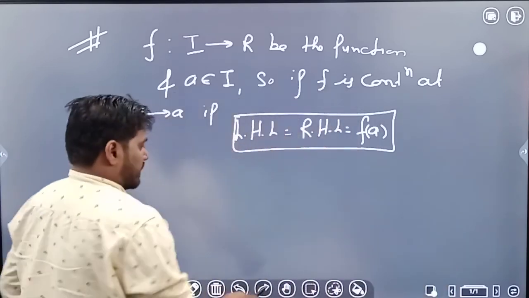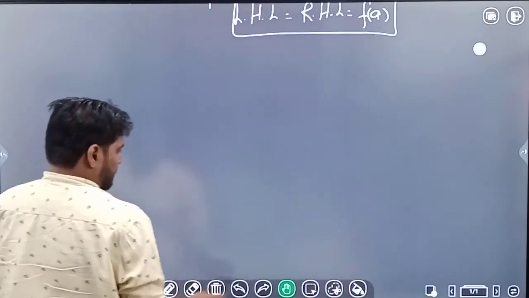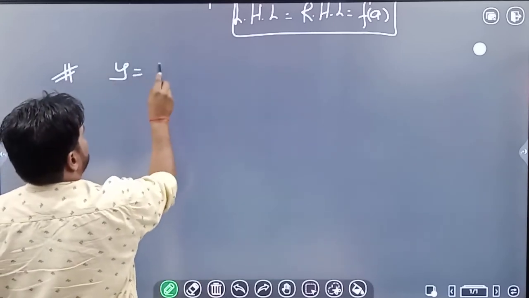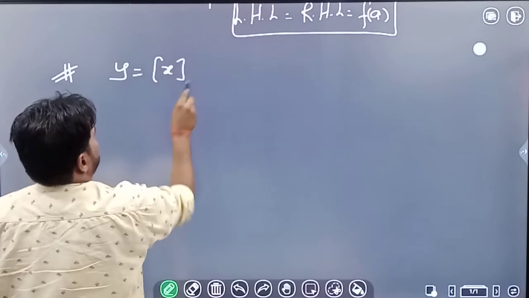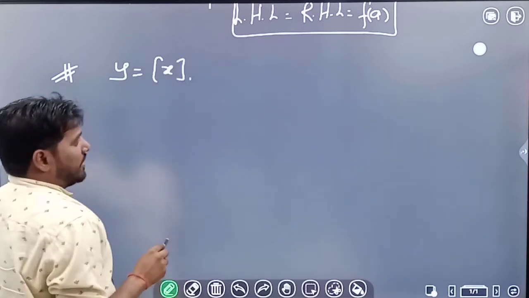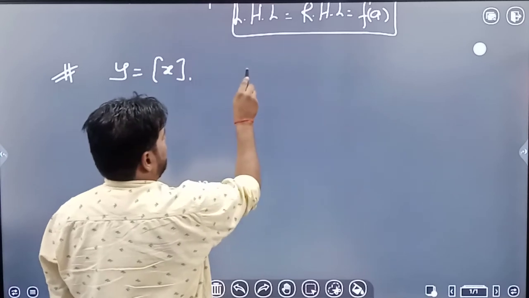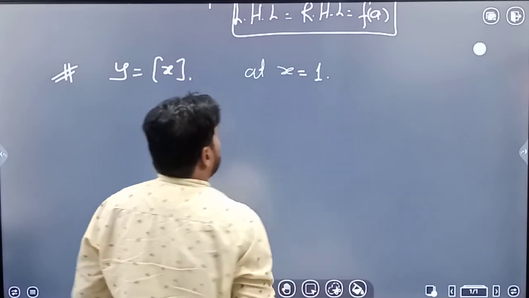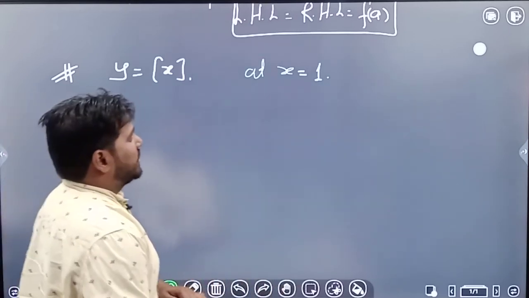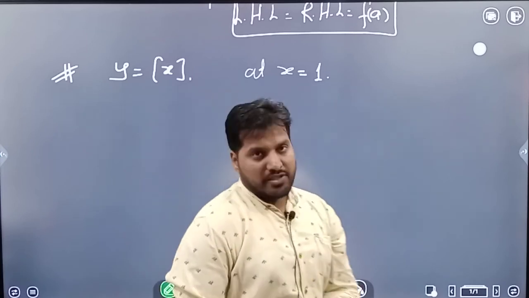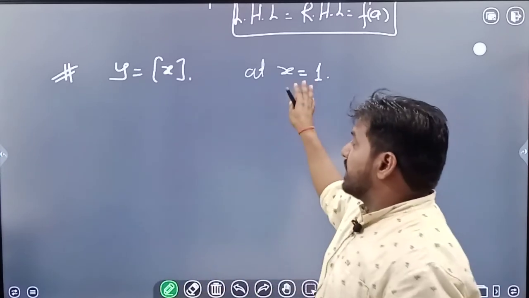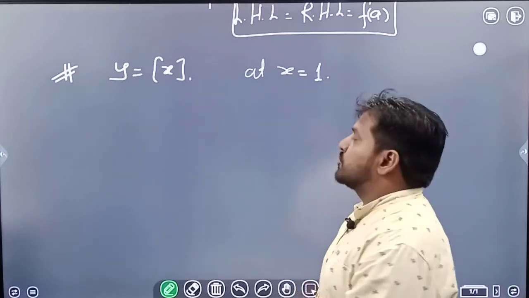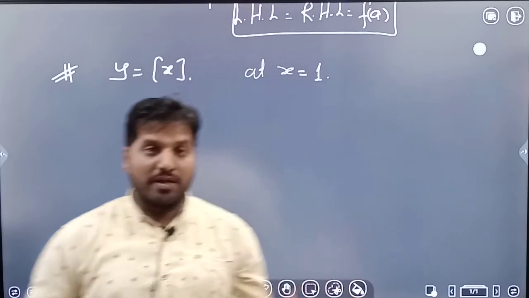So the question is here. Question number 1: y equal to greatest integer x. This is called the greatest integer function, and now we'll check the continuity at x equal to 1. So first we will find the left hand limit and after that the right hand limit. What is the left hand limit, what is the right hand limit, and what is the value of the function?